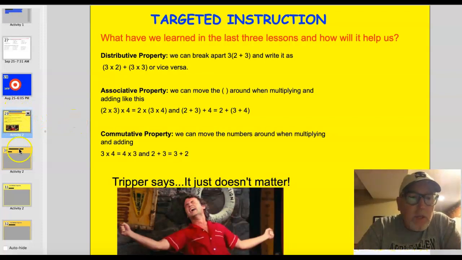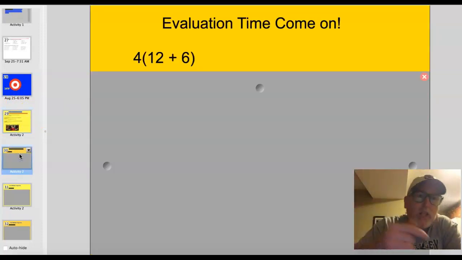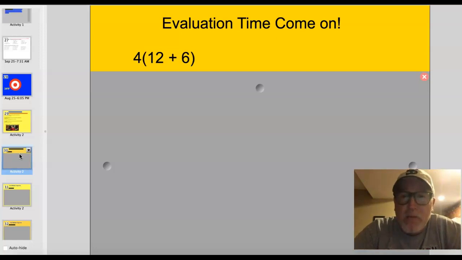Ask your parents. All right, we're going to start right out of the chute today with a pause problem. Go ahead and use the properties or don't use the properties to evaluate this. Go ahead.